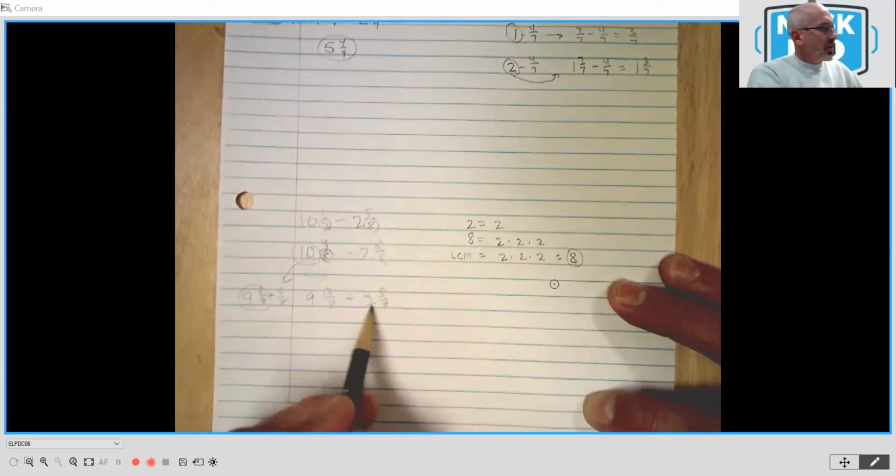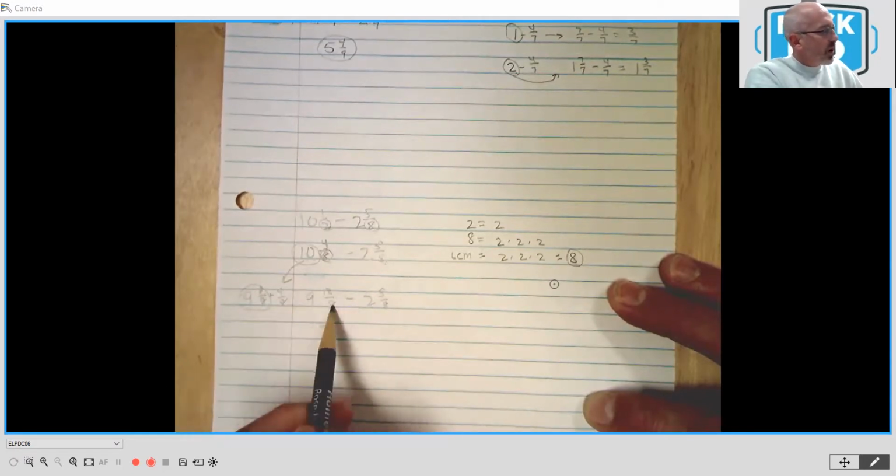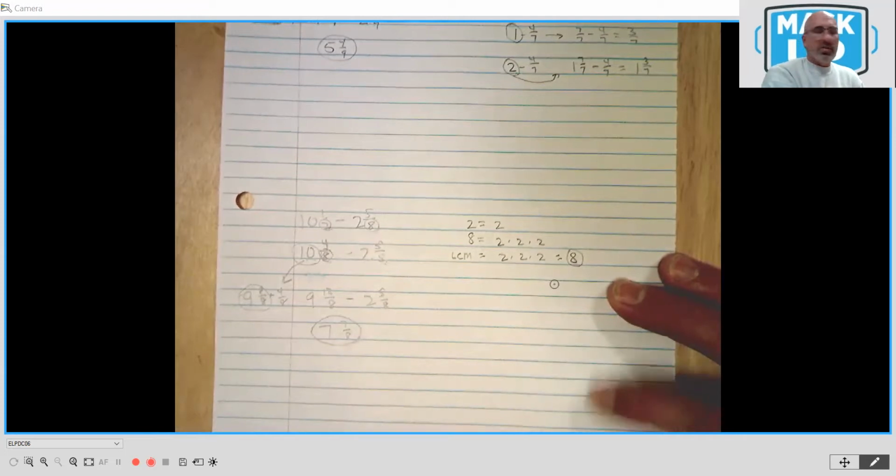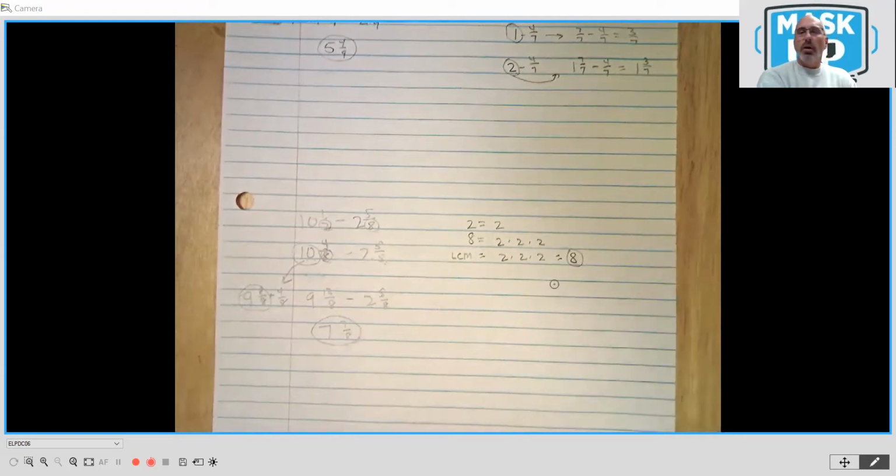Now everything is the way it should be in order for us to subtract. 9 minus 2 is 7. 12/8 minus 5/8 is 7/8. And that is our answer. It is in simplest form. And that is how you regroup for subtracting mixed numbers.